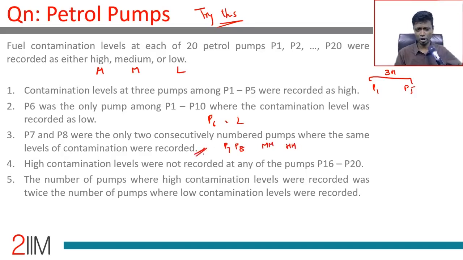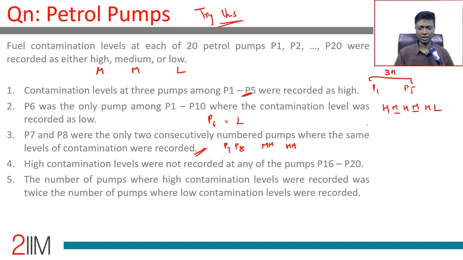It's a brilliant hint. It's a very powerful thing. Nowhere else can we have an LL or an MM or a HH except P7 and P8. Now straight away, this gives away this part. P1 to P5 has 3 high levels. No 2 high levels should be adjacent to each other. So straight away, P1 to P5 is H dash H dash H. And in between should be M because there is only one L from P1 to P10, which is in P6. So the first 6 pumps have to be HM, HM, HL. Straight away we know this much.